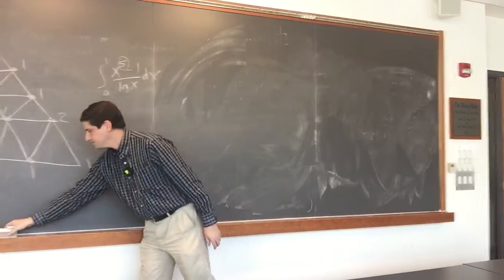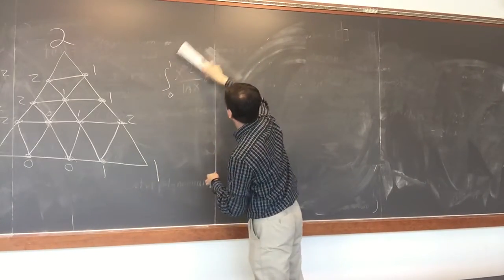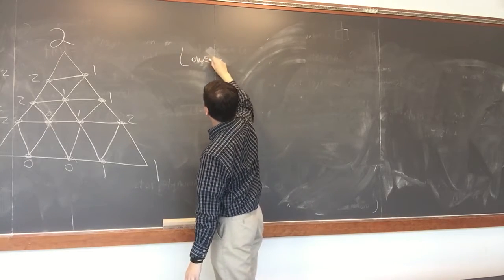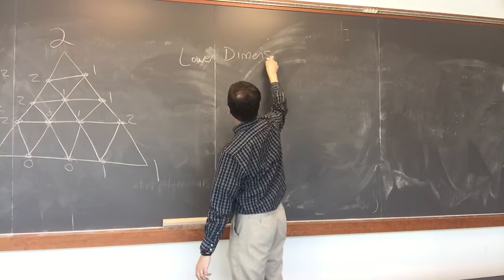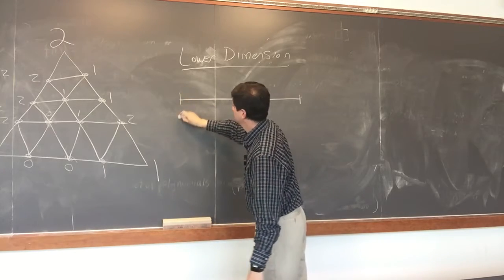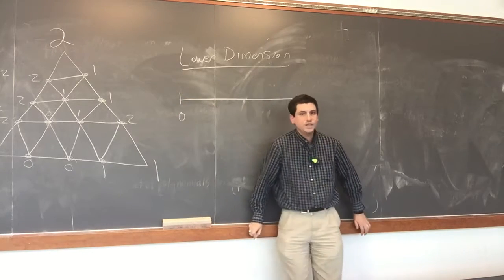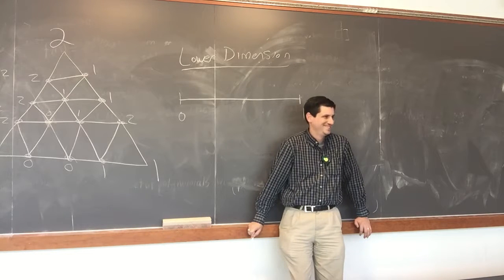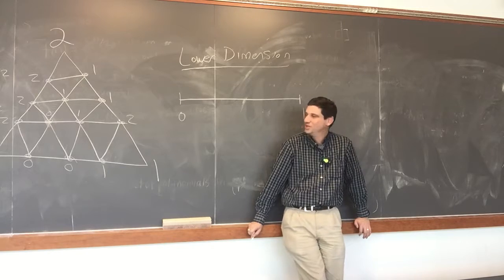So let's look at lower dimension. There are a lot of ways to do this. For the lower dimension here, I think the easiest is to almost do like a monovariant. How many 0, 1 triangles do we have? Okay, now they're called segments. So how many 0, 1 segments do we have?